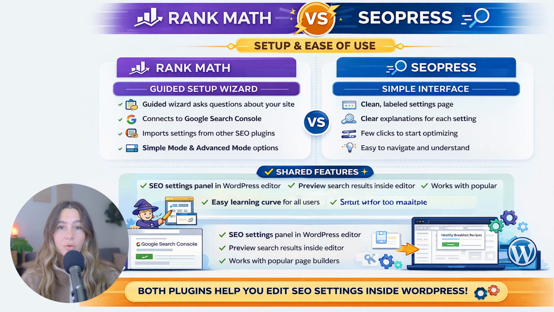Inside the WordPress editor, both plugins add a panel where you can edit SEO settings for each page. You can preview how the page title and description will appear in search results, adjust metadata, and set your target keywords. Both plugins also work with popular page builders so you can edit SEO settings without leaving the editing interface you already use. Overall, the learning curve for both tools is manageable, and most users will be comfortable navigating them after a short period of time.